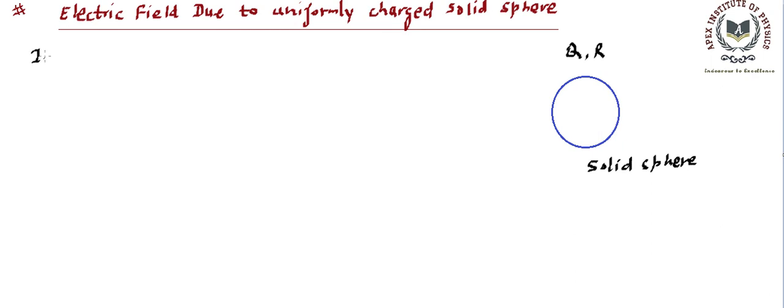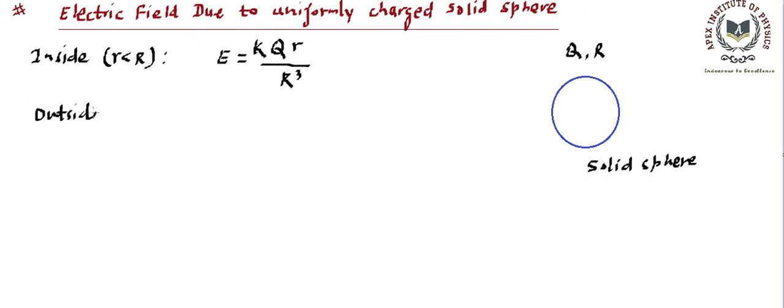So the results are, for an inside point, that means r is less than capital R, the field comes out to be K Q small r divided by R cube, where small r is the distance from the center. If we talk about the outside point, that means outside the sphere, which is r greater than capital R, then E came out to be just like a point charge, kQ upon r square. And if somebody talks about the surface, that will be given by either this formula or this formula.